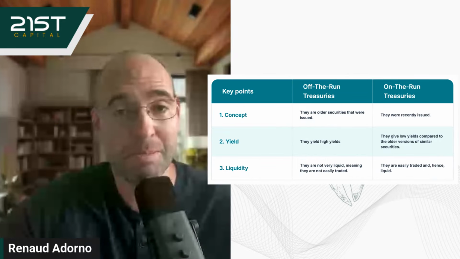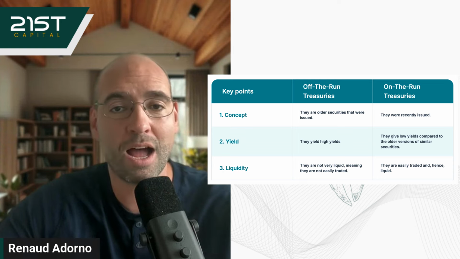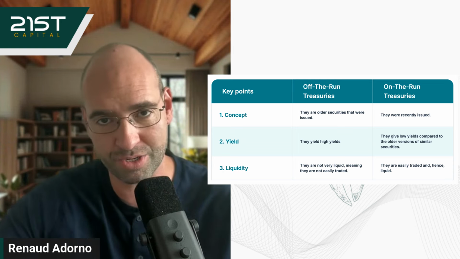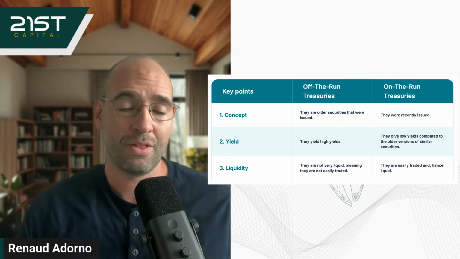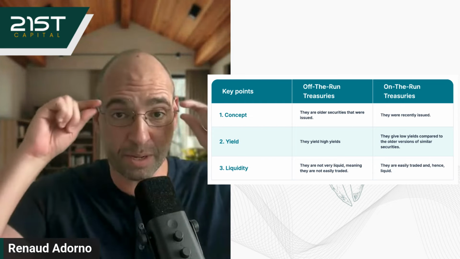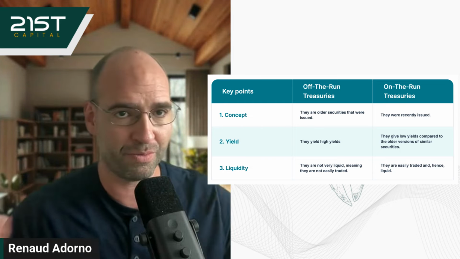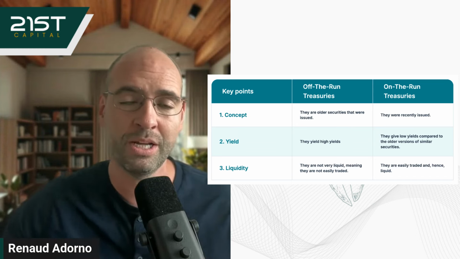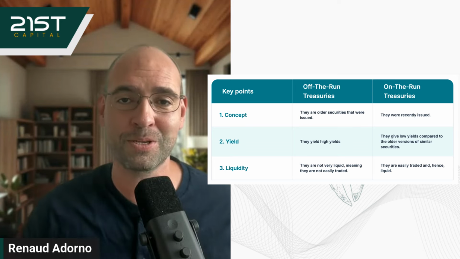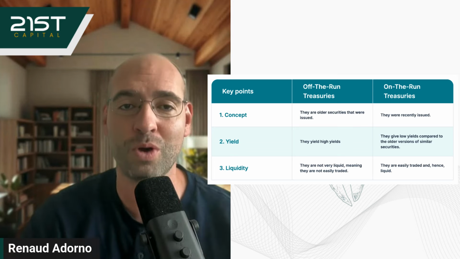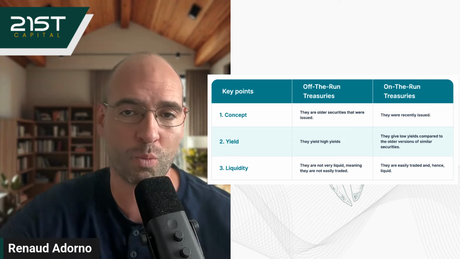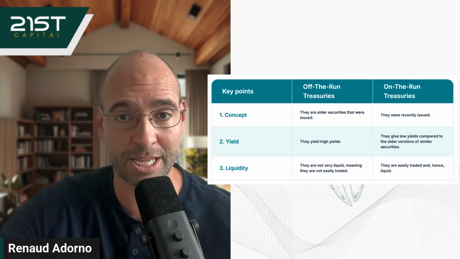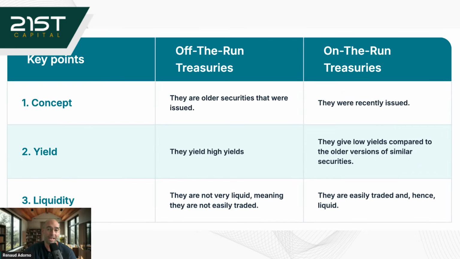Maybe that's the first time you see the concept of off-the-run treasuries and on-the-run treasuries. Basically, the difference is the older the issuance of a specific bond, even if they have the same maturity, even if we're talking about a 10-year yield, for example, but one of them was issued 2-3 years ago, and another one is just fresh out of the oven, so to speak. The fresher one is exactly what the market needs, because the off-the-run, the older securities that have been issued, yield high yields, but they're not very liquid. Meaning they're not easily traded.